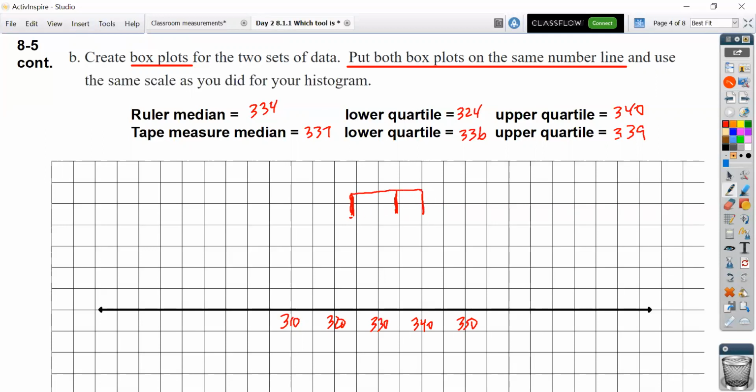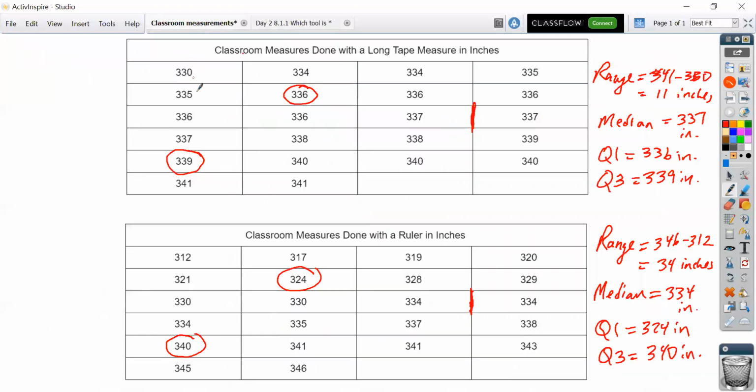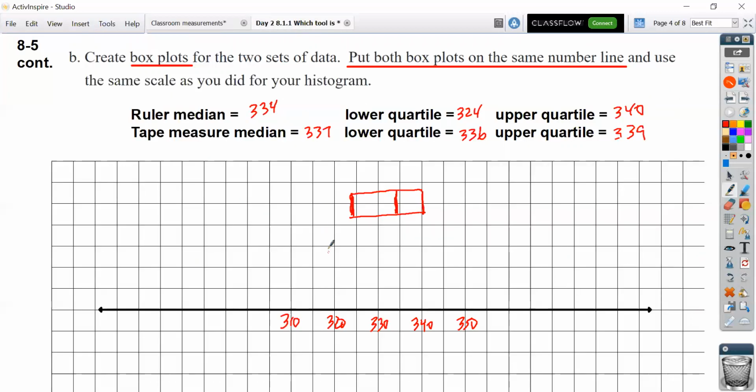And I think if I remember right, the lowest extreme will be at 312 and the upper will be at 346. So at 312, we'll put a little mark. And at 346, we'll put a little mark. And these will be the whiskers. And we'll call this ruler.